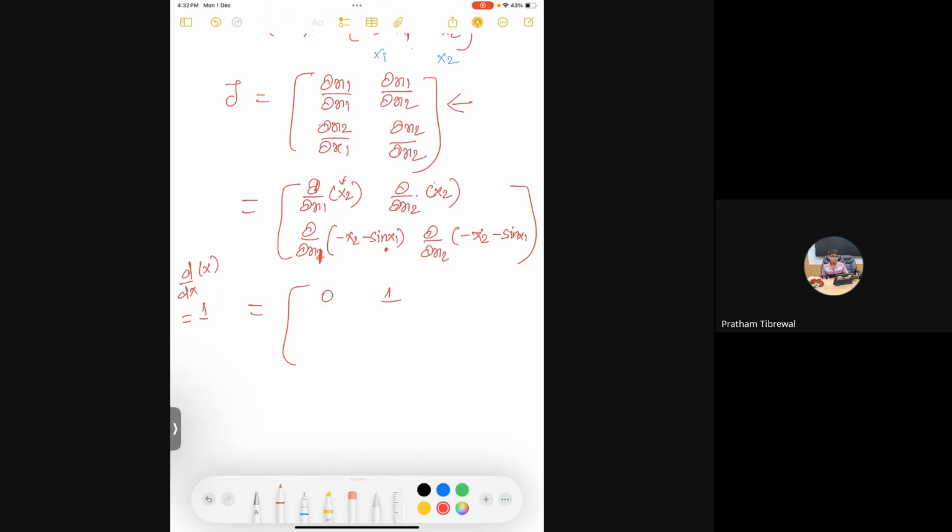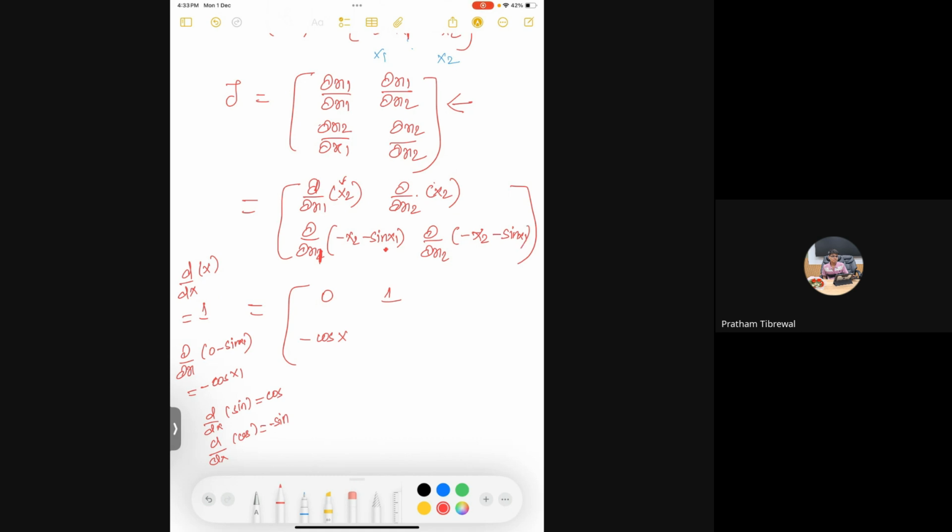It's there, right? ∂/∂x1. Yes, ma'am. x1 is there. So this will be ∂/∂x1 of 0 minus sin x1. So the derivative of sin x1 will be minus cos x1. d/dx of sin is cos, d/dx of cos is minus sin. So the minus is already there, so it is minus cos.